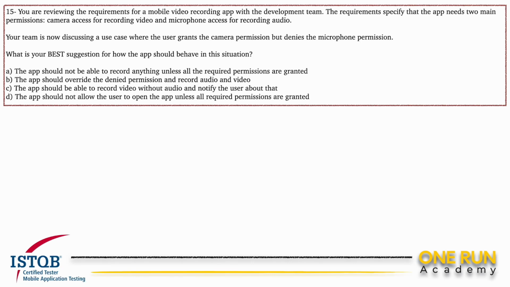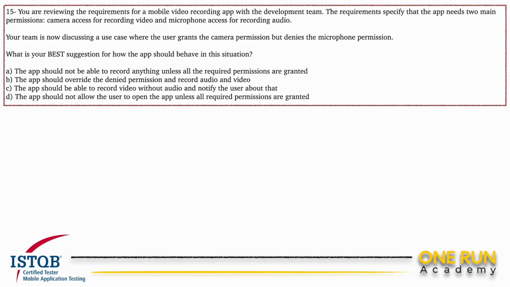A. The app should not be able to record anything unless all the required permissions are granted. B. The app should override the denied permission and record audio and video. C. The app should be able to record video without audio and notify the user about that. D. The app should not allow the user to open the app unless all required permissions are granted. Great! Let's quickly go through these options and see which of them is the correct one.